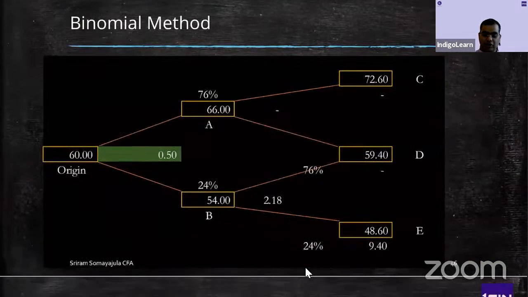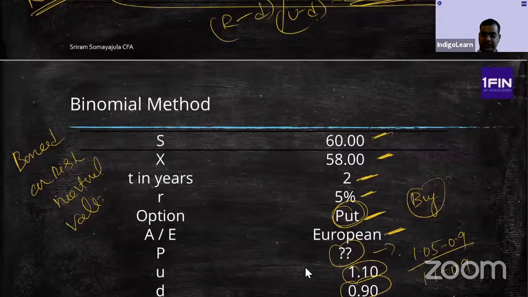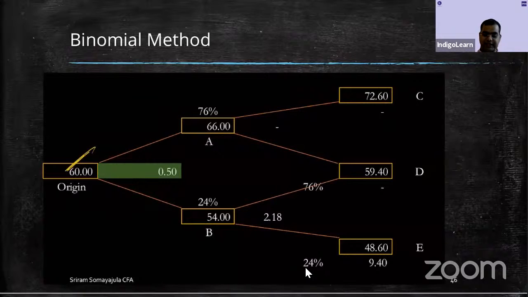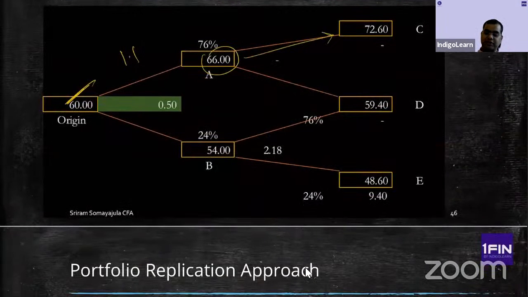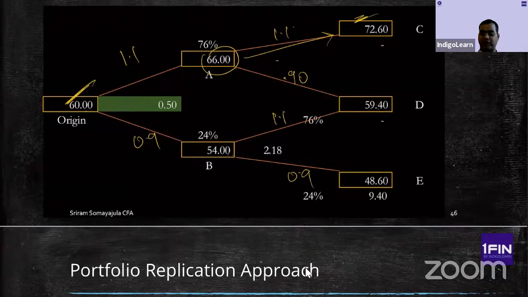Let us see this. Initially the spot is 60, the exercise price is 58. So on day 0, the spot is 60. From there, it can go up by 1.1, that is, it can go up to 66. From 66, it can go up by 1.1, which is 72.6, or from 66, it can go down by 0.9, which is 59.4. Same way, at 60, it can go down to 0.9 of 60, which is 54. And from 54, it can either go up by 1.1 to 59.4 or go down by 0.9 to 48.6.